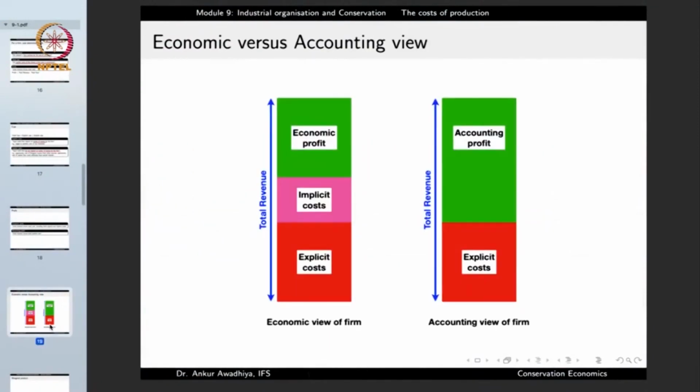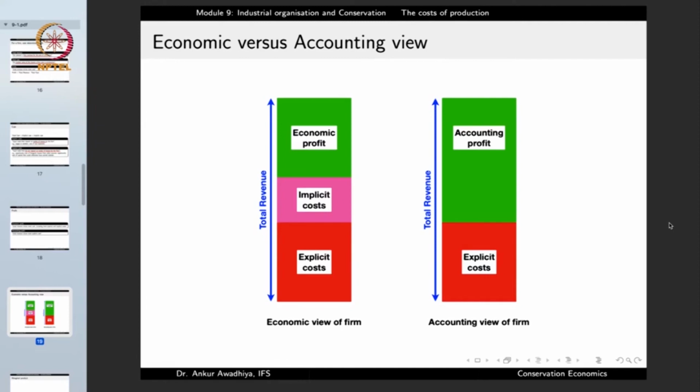That is when we are taking an economic versus accounting view. If we talk about the total revenue, in both the cases, total revenue remains the same, explicit cost remains the same. But when we take an economic view of a firm, we also deduct the implicit cost from the total revenue to get an economic profit. Whereas in the case of an accounting firm, they do not incorporate the implicit cost. And so the accounting profit in a number of cases is much greater than the economic profit.